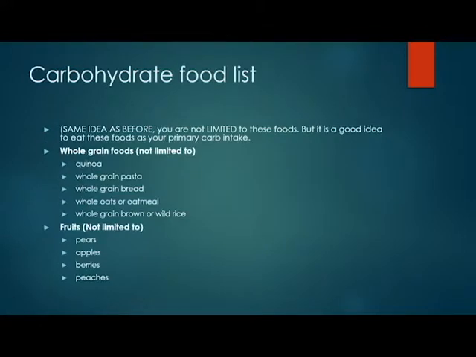Same idea as before, you're not limited to these foods, but it's a good idea to eat these foods as your primary carbohydrate intake. What do we have? Whole grain foods. So you're not limited to quinoa, whole grain pasta, whole grain bread, whole oats or oatmeal, whole grain brown or wild rice, and fruits. Fruits are not limited to this list, but pears, apples, berries, peaches, a little bit of sugars, but they are an excellent source of micronutrients, so all of those vitamins and minerals.